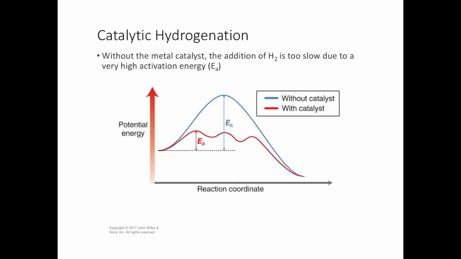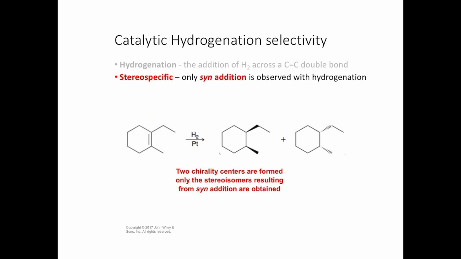Without a metal catalyst, the addition of hydrogen is too slow due to a very high activation energy. But with the catalyst, it can proceed in a reasonable time frame. This reaction is stereospecific. Only syn addition is observed, where both of the H's add from the same side of the alkene. And again, if you form chiral centers, you'll get both enantiomers.